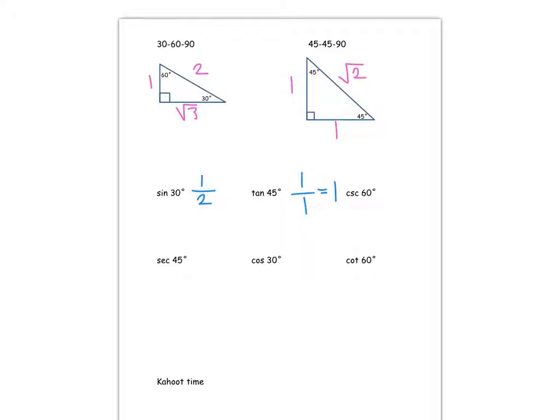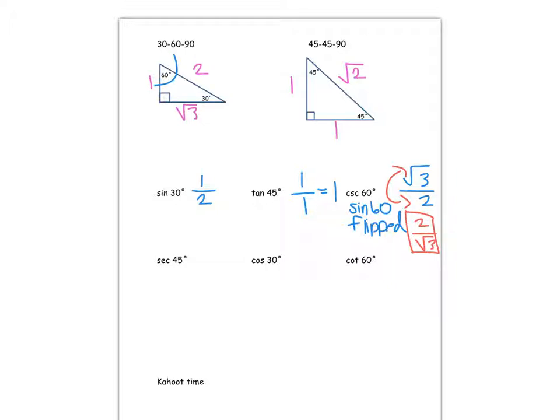So tangent of 45 is 1 over 1, which is 1. Cosecant of 60. Okay, cosecant, we have to remember, is the opposite of sine, so this is going to be sine of 60 flipped over. Sine is opposite over hypotenuse. So from the 60-degree corner, the opposite is the square root of 3, and the hypotenuse is the 2. Then we have to flip that over, so it would be 2 over the square root of 3 as the final.